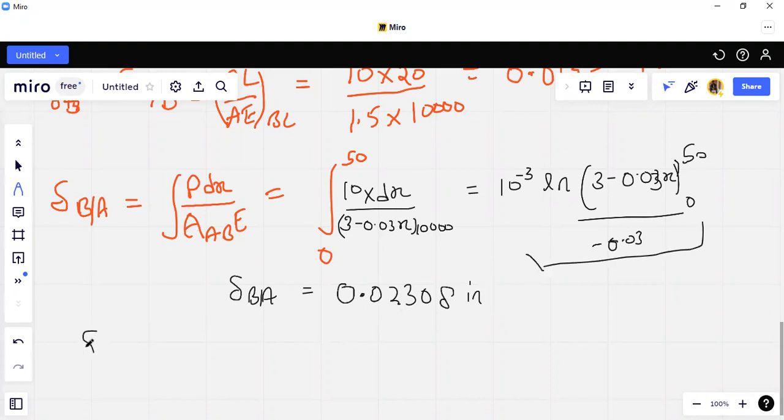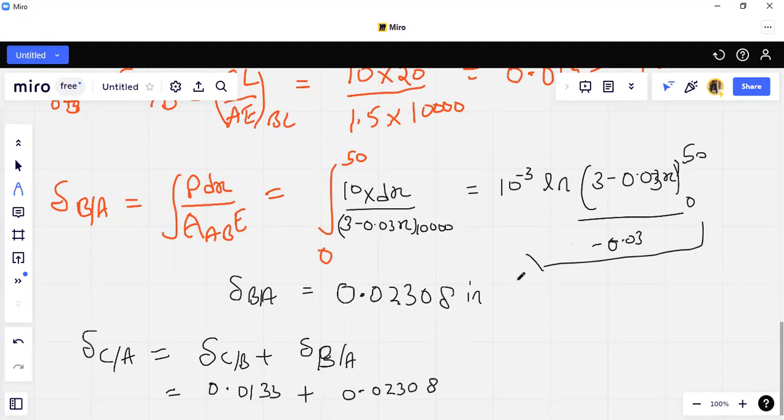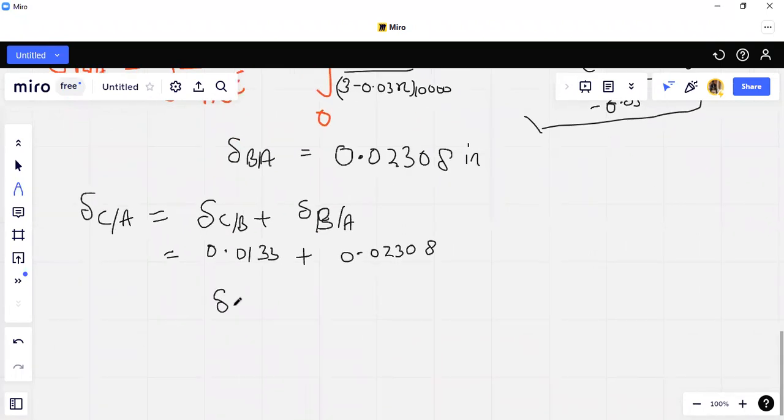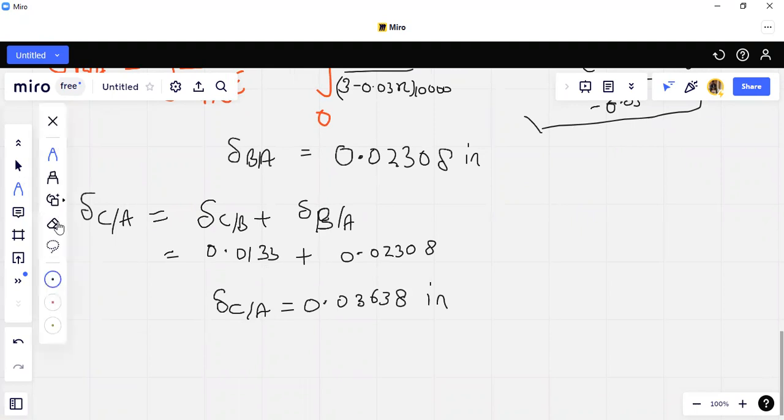Okay. So further we can write delta CA is equal to delta CB plus delta BA. So delta CB is 0.0133 plus 0.2308. So after calculating, we will get the total deflection in the beam as 0.03638 inch. Okay. So this is our final answer for total deflection in beam from A to C.